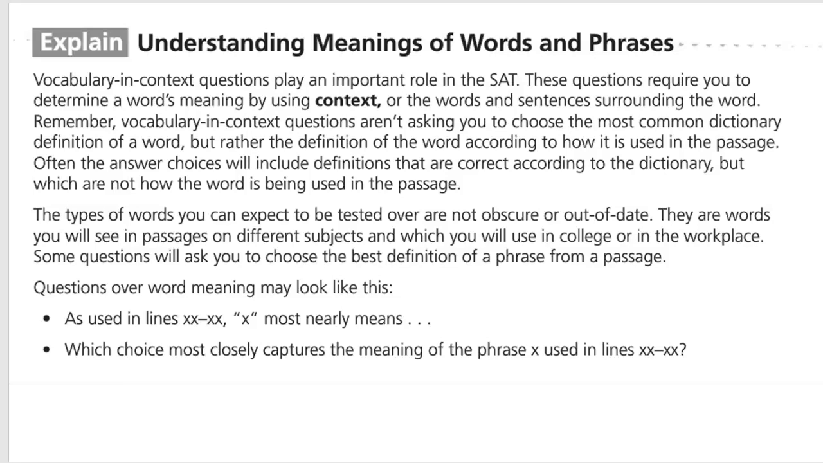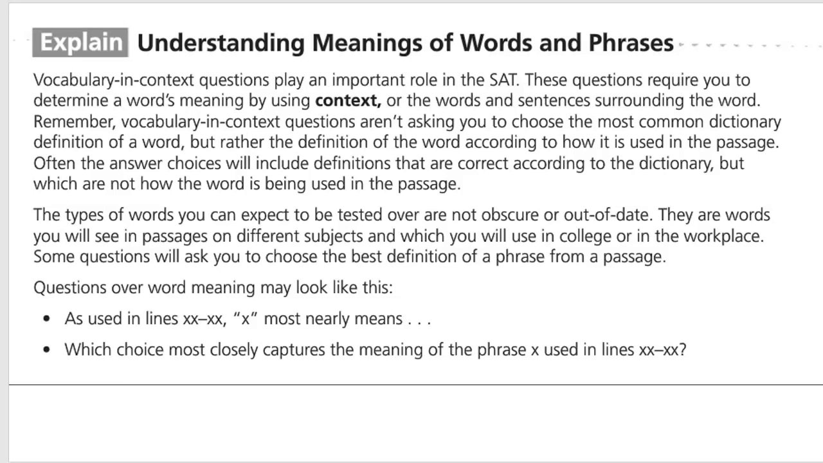So vocabulary and context questions play an important role in the SAT. These questions require you to determine a word's meaning by using context, or the words and sentences surrounding a word. Remember that vocabulary and context questions aren't asking you to choose the most common dictionary definition of a word, but rather the definition of the word according to how it is used in the passage. And so when we're answering this type of question, even if we don't know what that word means, or maybe we do know what the word means, we really need to be looking for clues and context around the word to determine how it's being used.